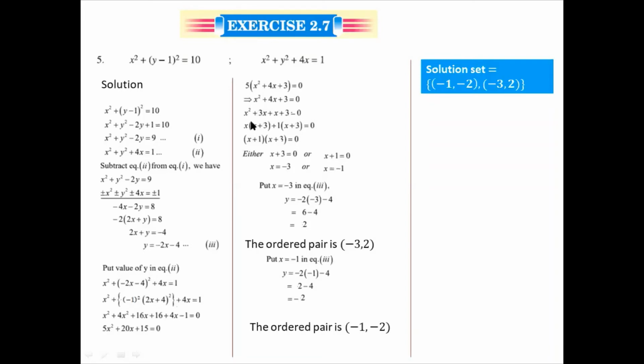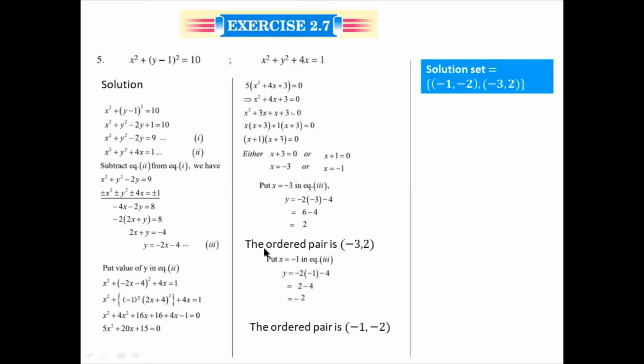Now we can take x as common from the first two terms. So we have x plus 3, and from the last two terms we can take 1 as common. This x plus 3 is common, so we are left with x plus 1. So either x plus 3 is equal to 0 or x plus 1 is equal to 0. Here x is equal to minus 3 and here we have x is equal to minus 1. First put x is equal to minus 3 in equation 3. So we have y is equal to 2 after simplification.